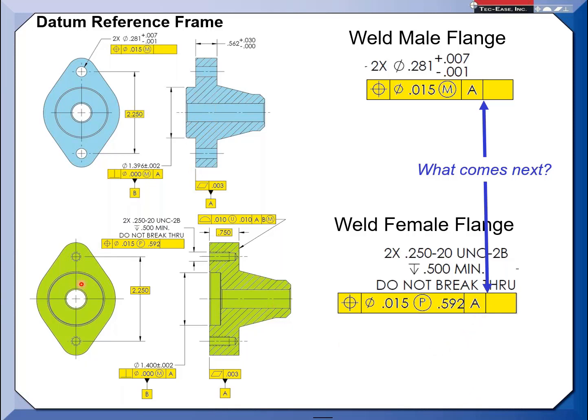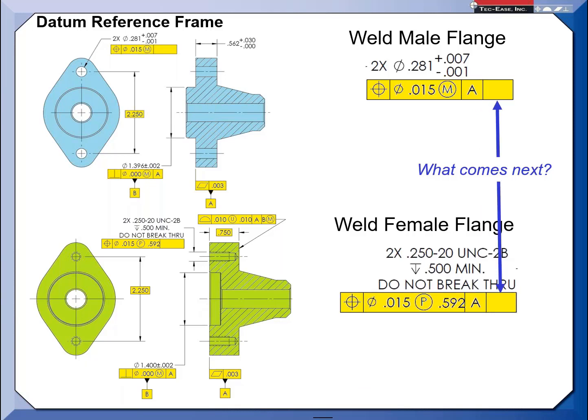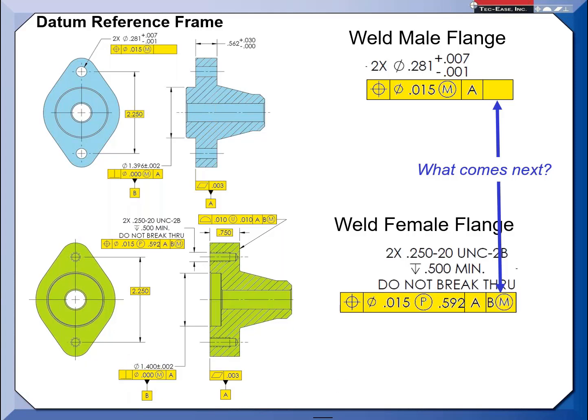What's the mating condition here? In this case, it's going to be flange on flange. We don't want this to leak. So that's my primary. Then next here, what's next? B. But now B is a feature of size. So in this case here, B at an MMB.